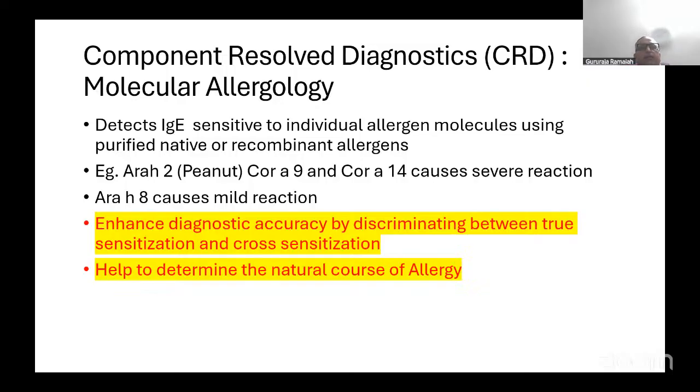For example, if we detect Ara h 2, we can predict a severe reaction, and we have to give an epinephrine injection straight away and for future prevention. With other components we can be a little bit more relaxed, as they can cause a mild reaction. Coming to hazelnut, Cor a 9 and Cor a 14 can cause severe reactions. So what the CRD is doing is enhancing diagnostic accuracy by discriminating between true sensitization and cross-sensitization. It also helps to determine the natural course of the allergy.